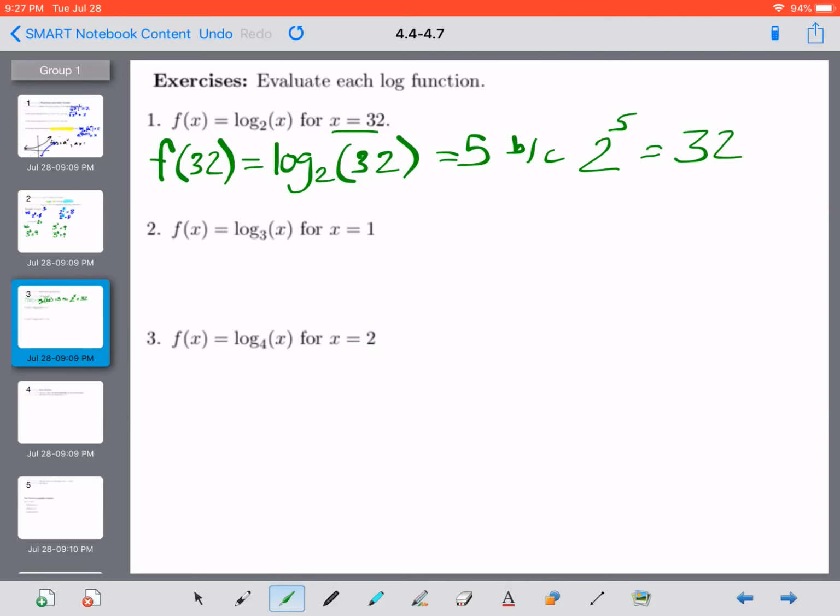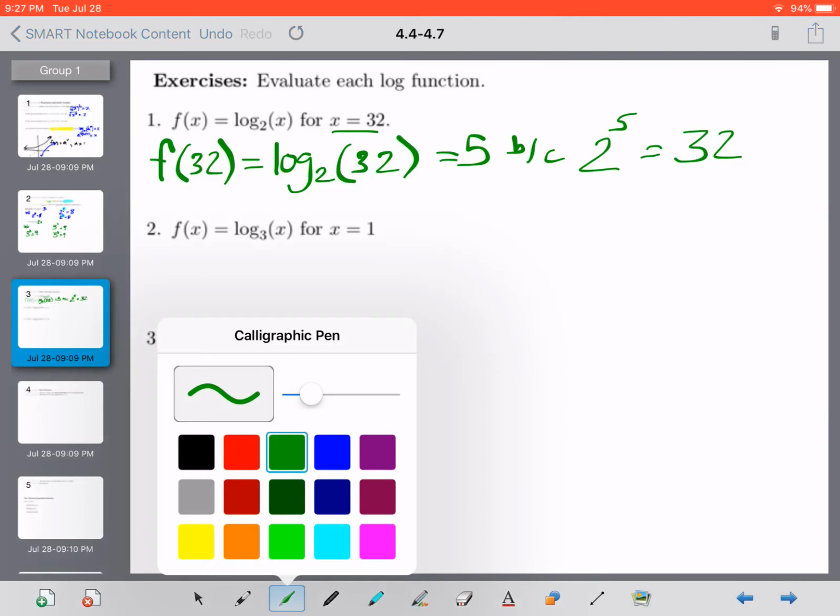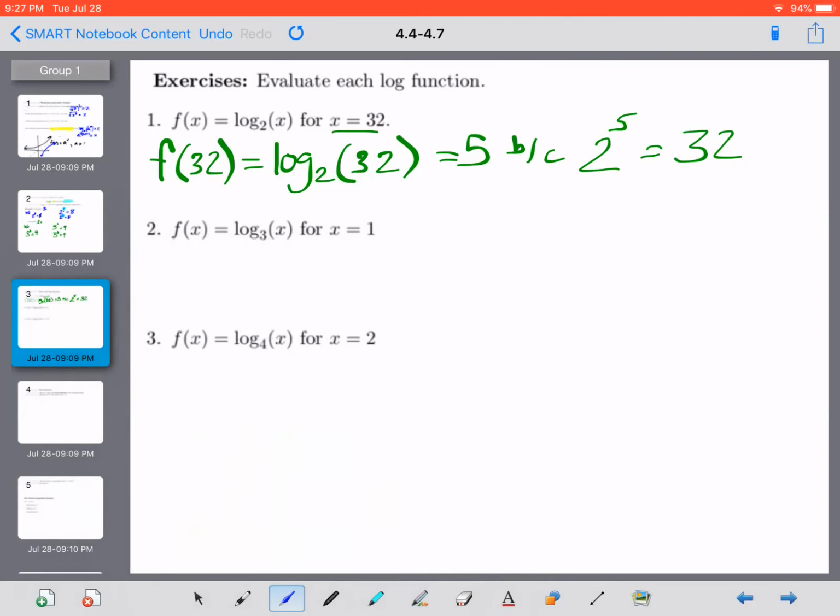Let's do another example. Let's say we want to compute f of 1 for the function f of x equals log base 3 of x. So we want to compute f of 1. That is, we're going to need log base 3 of 1. Alright, now, again, we should be thinking to ourselves, what power do I have to raise 3 to get an output of 1? This one's a little bit different, right? What do I have to raise 3 to the power of to get 1?